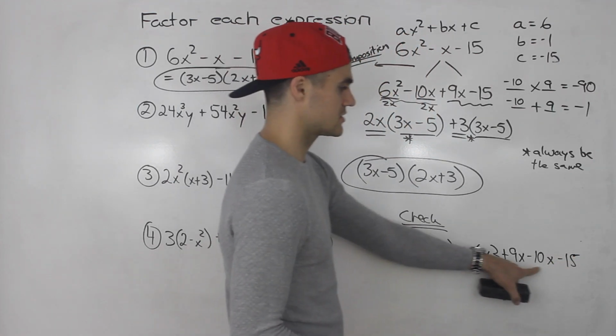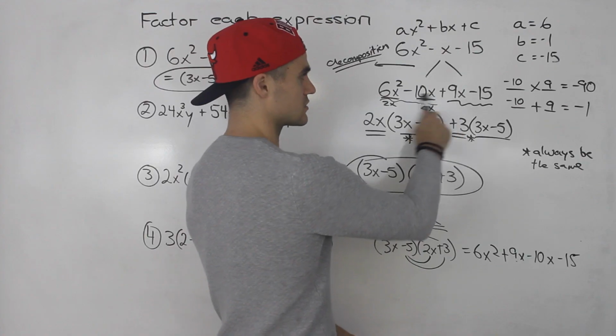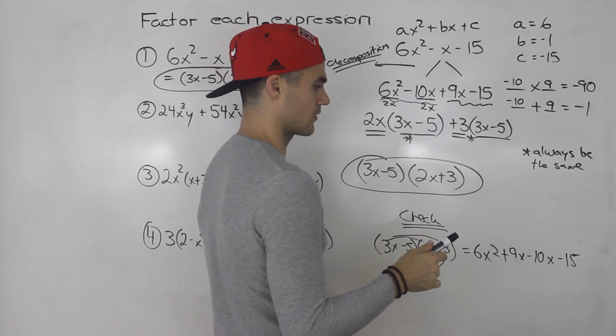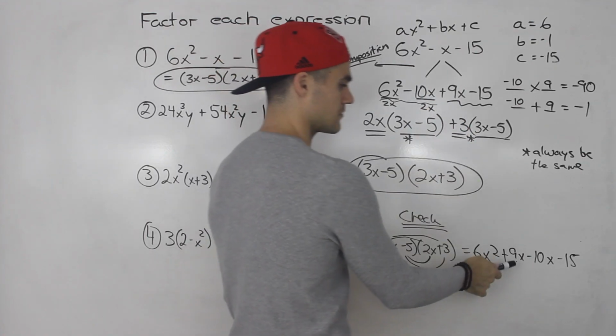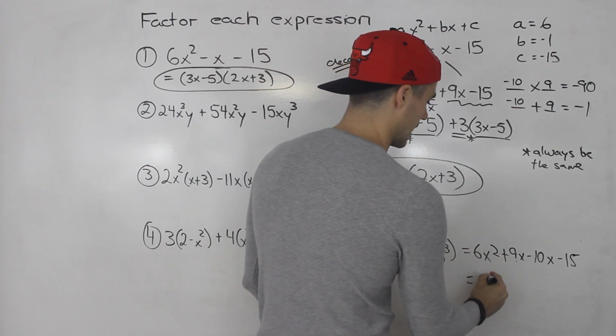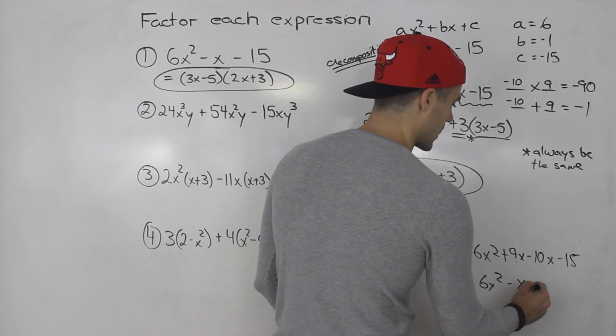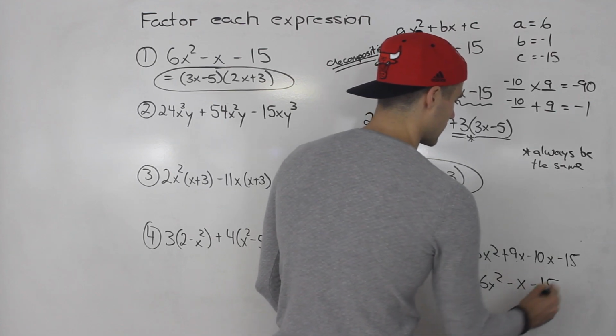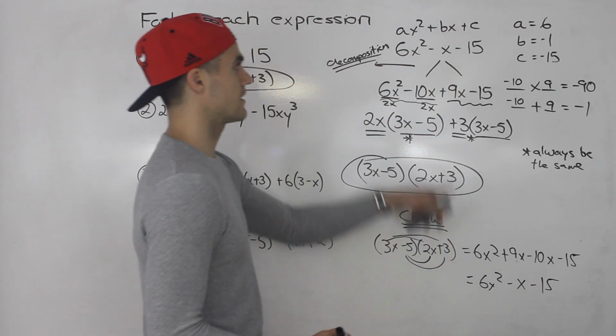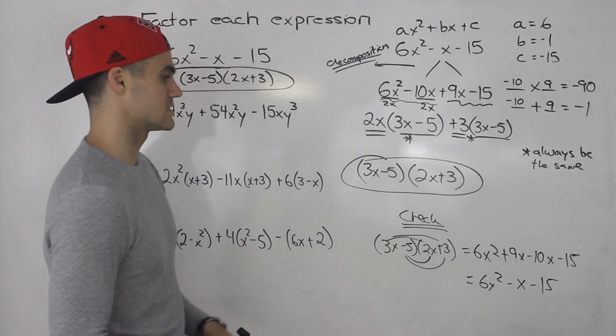All right, so notice these two middle terms. It ends up being these two middle terms that we had before, right? Positive 9 and negative 10, positive 9, negative 10. And then the middle terms are like terms, so they simplify to negative 1x. And then we have the minus 15. So that and that are the same.